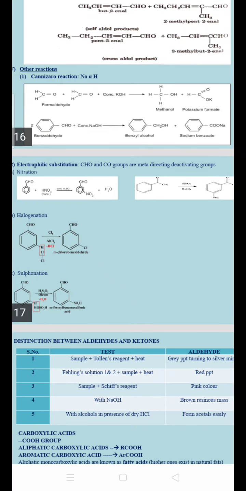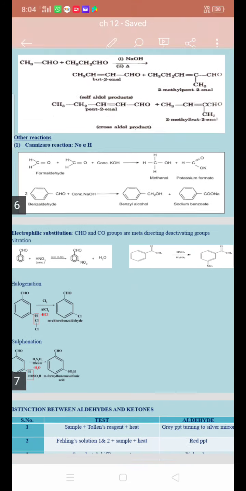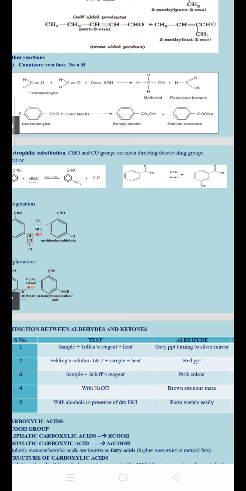Look into the second reaction. I have a benzene ring. To the benzene ring, an aldehyde group is attached, so this is called benzaldehyde. When I heat it with concentrated NaOH, what did I get? I got benzyl alcohol plus sodium benzoate. So I have got a carboxylic acid salt and I have got an alcohol.